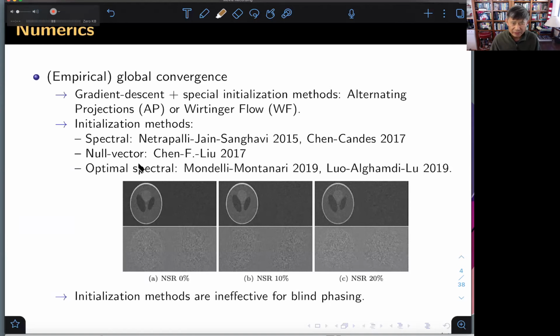So even for a very simple initialization method, such as the null vector, you could almost reconstruct the object already. So this is the real part. Because there's a constant phase factor, we adjust it so that it matches. Once you adjust the constant factor, you can see that they recover very well here. And this is just the residual, basically a very noisy residual.